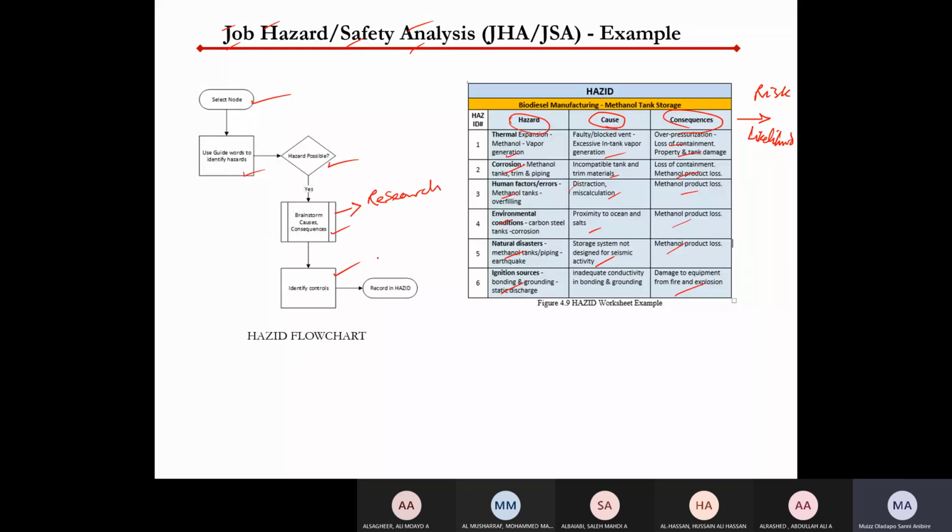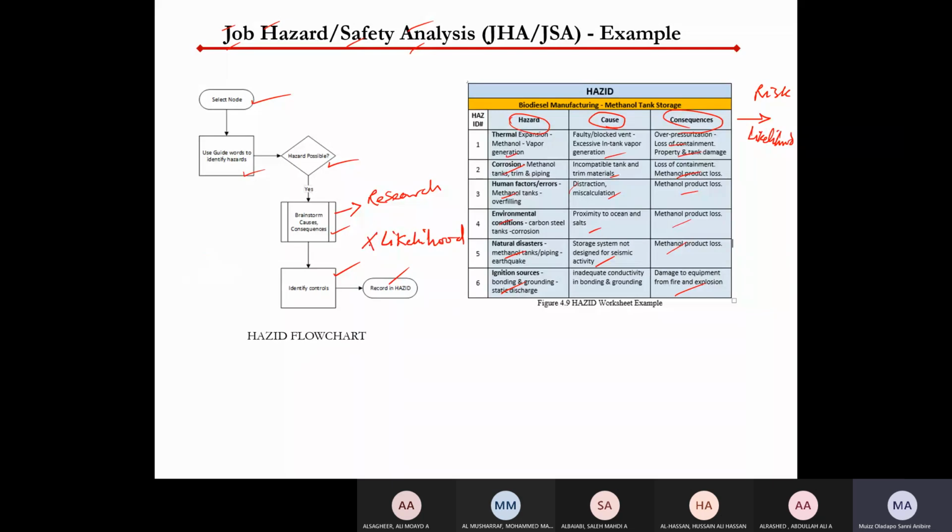Identify controls. What are the potential controls you can use? All right, and then you record the hazard, without discussing the likelihood, prioritization of the risk, and also determining the effectiveness of the controls, and determining the current state of the risk, and trying to implement future controls to bring down the risk to the ALARP region, and then determining if it is tolerable, acceptable by the risk owners, and so on and so forth.